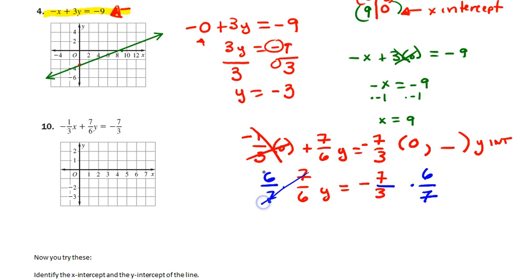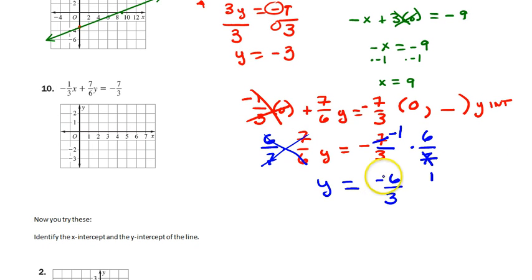Okay, these cancel out, and I'm left with y. Over here I've got 7 and 7, so I'm left with negative 1 on top here. Negative 1 times 6 is negative 6. 3 times 1 is 3. Right, I can simplify this. I have a negative and a positive, so my answer has to be negative. So y equals negative 2. So now I know that my y-intercept is negative 2, and I can graph it right here. It's where my line crosses the y-axis, so that point's going to be right there.